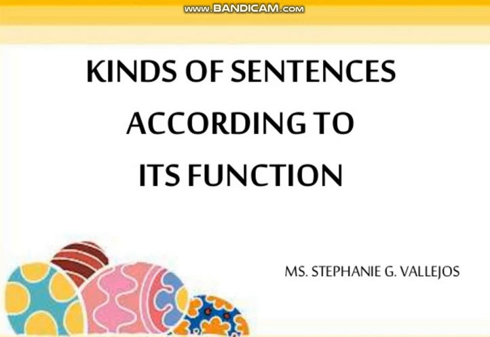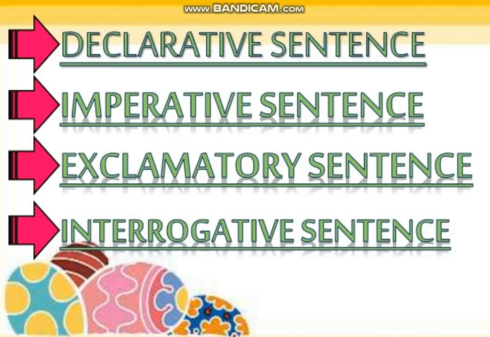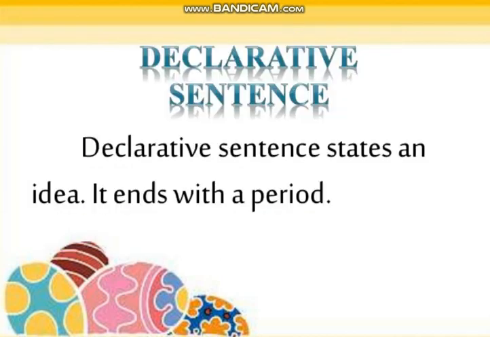Today we are going to discuss kinds of sentences according to their function. As you know, in our last class we discussed types of sentences according to the structure of the sentence. But here we are going to discuss them according to the function of sentences. They have four types: declarative sentence, imperative sentence, exclamatory sentence, and interrogative sentence. Let's discuss them one by one.